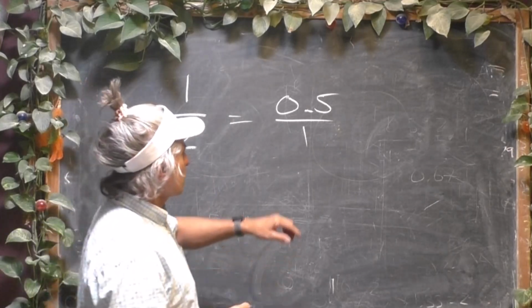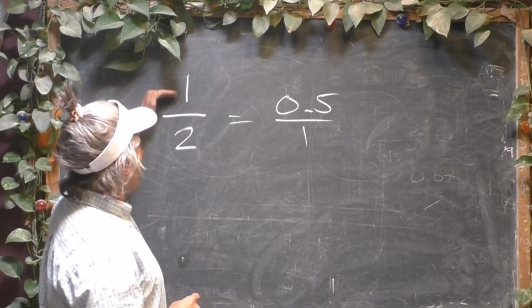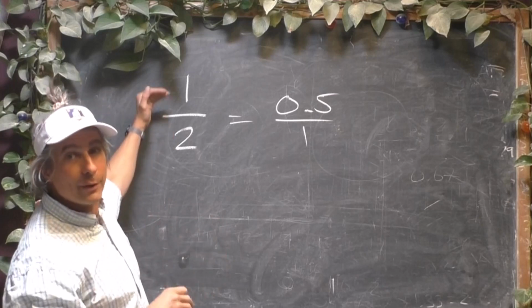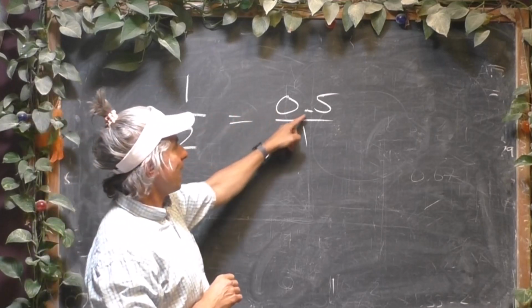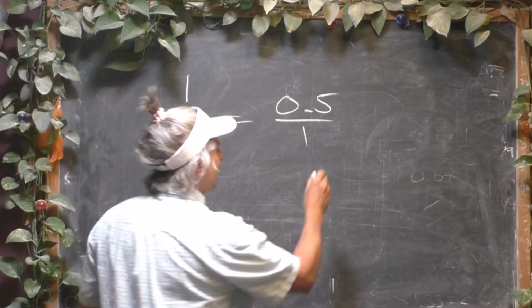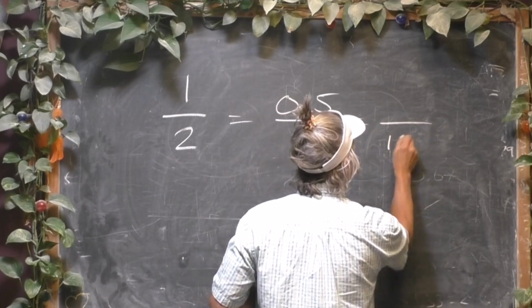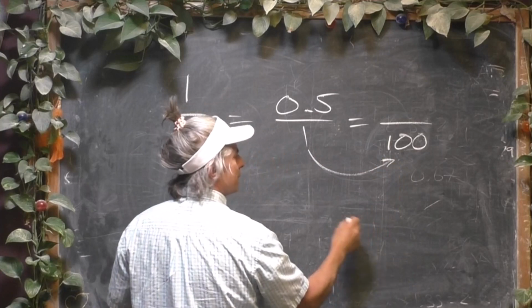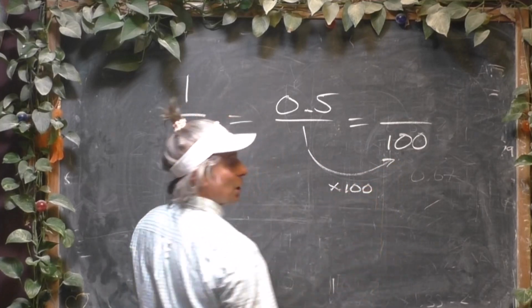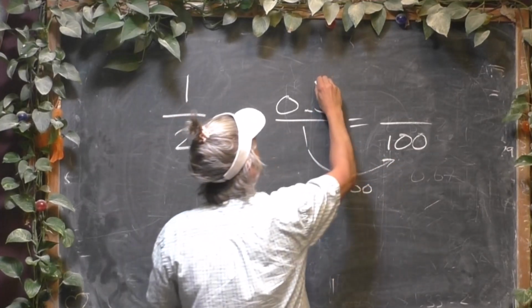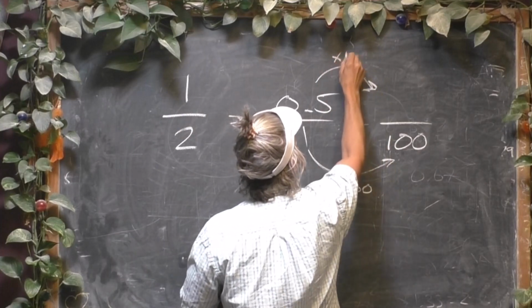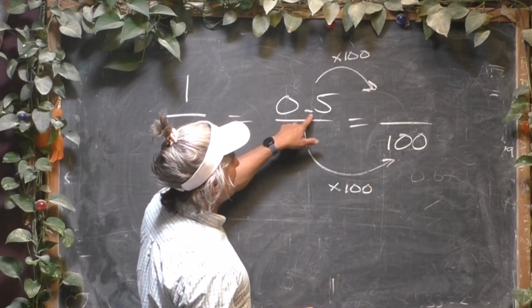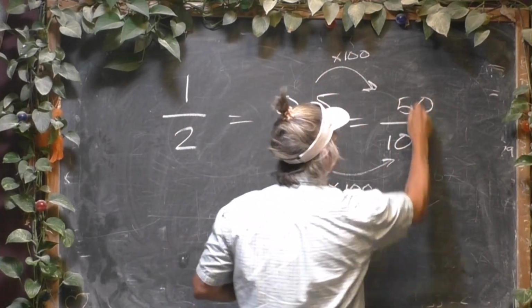Check this out. 1 per 2. 1/2, but 1 per 2. 0.5 per 1. In order to get this percent, we just need to get the denominator to be 100. Well, how do you get from 1 to 100? You multiply by 100. You do the exact same thing up top. You multiply by 100. So 0.5 times 100 is 50.